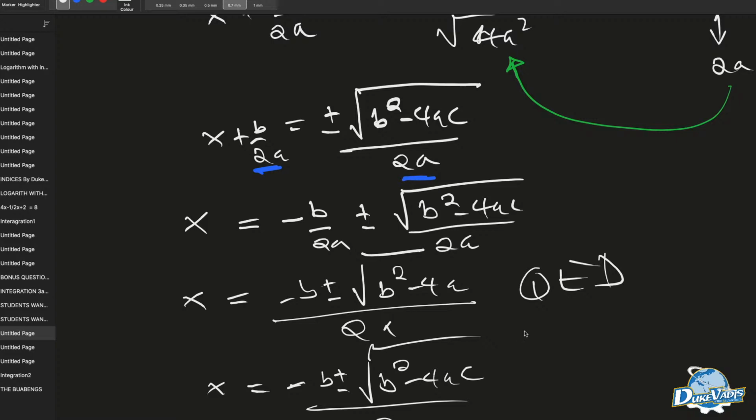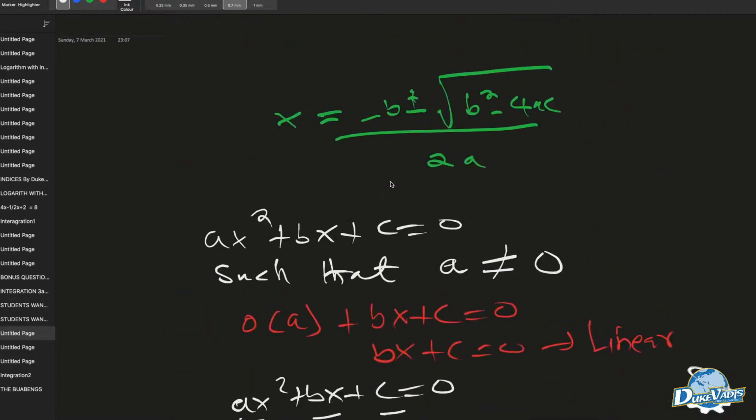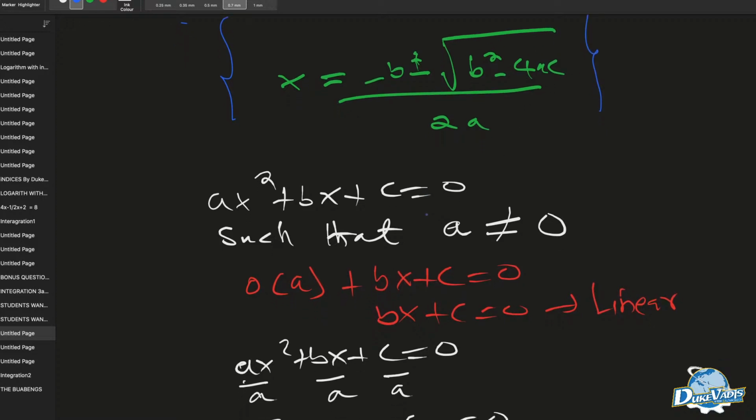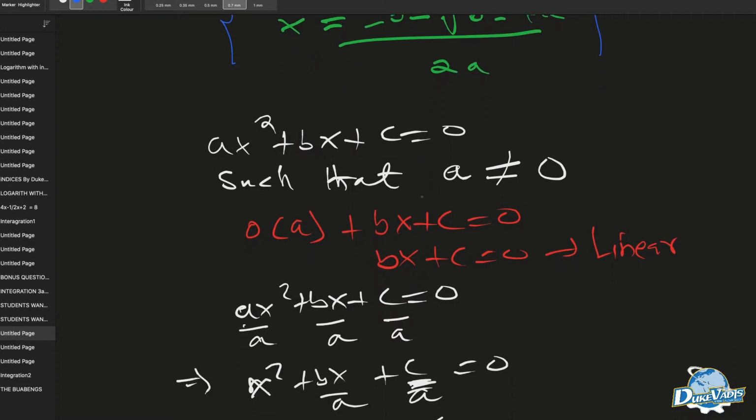Okay, let's recap. Now, this is the equation that students want explanation for: how on earth are we supposed to use this equation to factorize every quadratic equation? This almighty quadratic equation. And this started by us saying that ax squared plus bx plus c equals 0, such that a is not equal to 0.